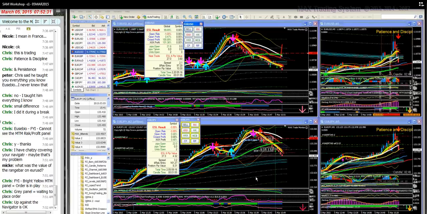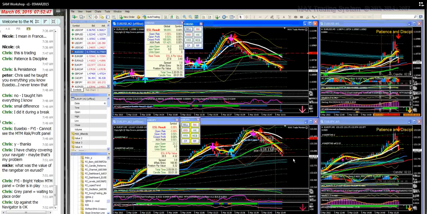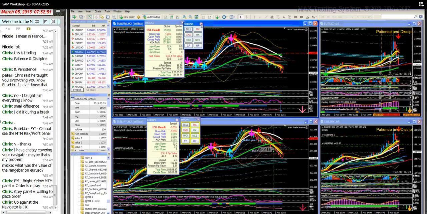So in this case, I take only one trade. Once a trade is opened, I focus only on that one trade. So what I will do is I will close the MTM here for the euro US dollar. I will remove here the expert advisor.